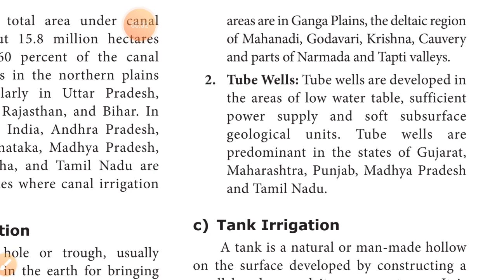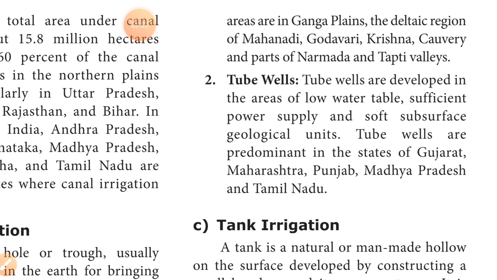In our country, what are the places where tube wells are used or followed? Indian states like Gujarat, Maharashtra, Punjab, Madhya Pradesh and Tamil Nadu. So these are two types of wells. What are the two types of well? One is the open well, another one is the tube well.